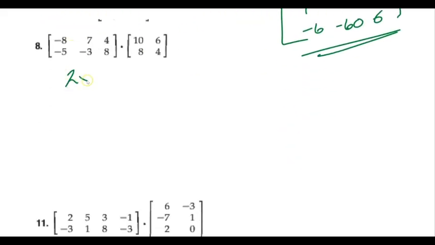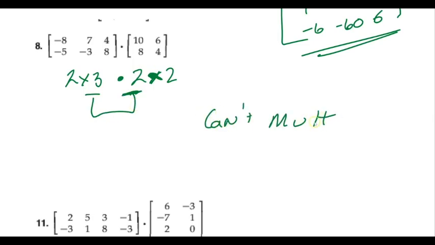This is a 2 by 3, and this is a 2 by 2. The first thing you gotta check is to see if they work. This one actually doesn't work. They don't match. Can't multiply. Those are our favorites. Less work.